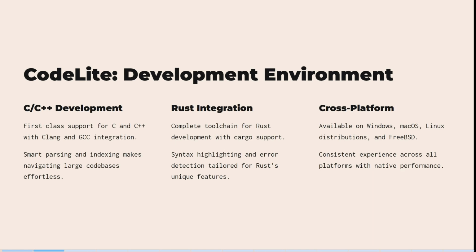Having a look at their development environment, you get first-class support for C and C++ with Clang and GCC integrations. Their smart parsing and indexing makes navigating large code bases quite effortless. It comes with a complete toolchain for Rust development and cargo support, and syntax highlighting and error detection is tailored for Rust's unique features. It's available on Windows, Mac, Linux, and FreeBSD. The consistent experience across all of the platforms with native performance really is fantastic.